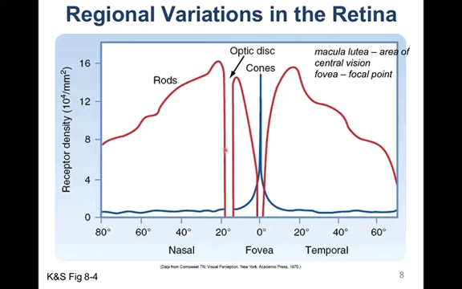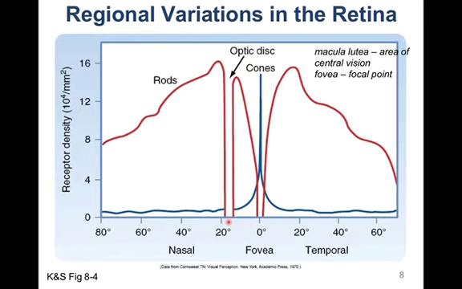At the optic disc, that's where the axons of the retinal ganglion cells converge and leave the retina, leave the eye at the optic disc. That's a really busy, high traffic area. All of those axons are converging and leaving the eye. There's no room for photoreceptors. So there are no photoreceptors. So you can see the receptor density at the optic disc is 0 for both rods and cones. So that's referred to as an anatomical blind spot.